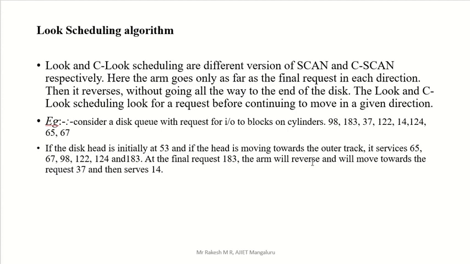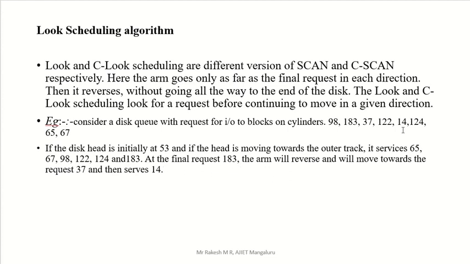That is, the arm will reverse and move towards the request 37. While returning to the beginning end, you also have to service whichever requests are there. So serve 37, serve 14 also, and come to 0. No, don't come to 0, because 14 is the last request. So stop at 14, reverse your phase, and start again from there. You need not go to the dead end, you need not go to the beginning end.